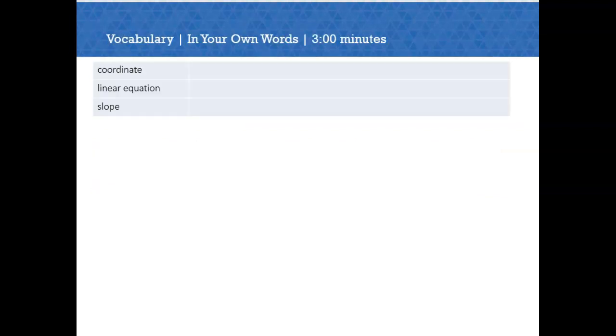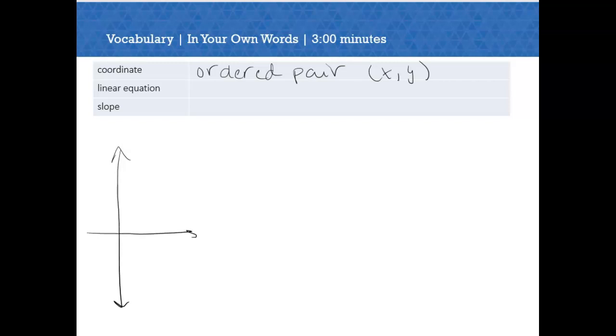Some of the vocab that we will need today: a coordinate is just an ordered pair. An ordered pair comes in the form (x, y), and that tells us the location of a point on a graph. So this would be (3, 7). We go in the x direction and then the y direction for our ordered pair.